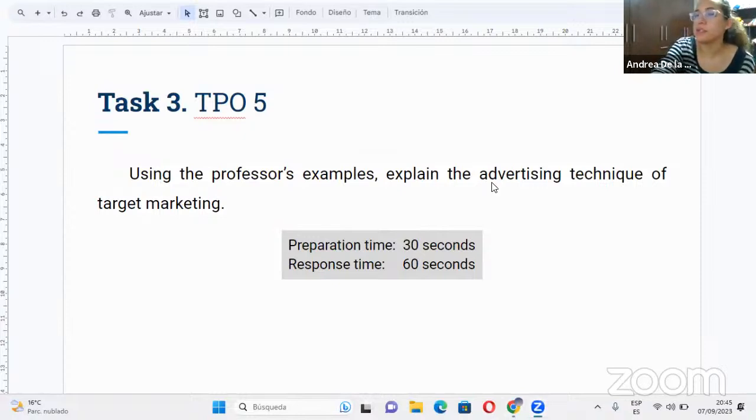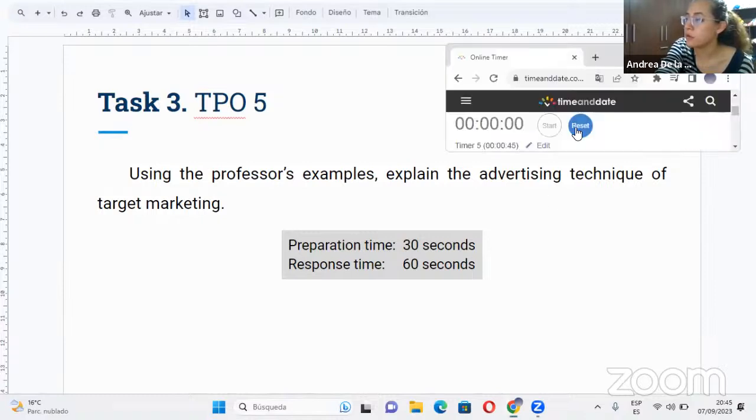Okay, guys, now the question says, using the professor's examples, explain the advertising technique of target marketing. You will now have 30 seconds to prepare your response.